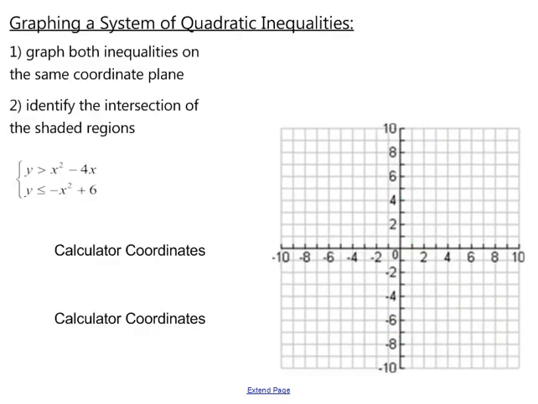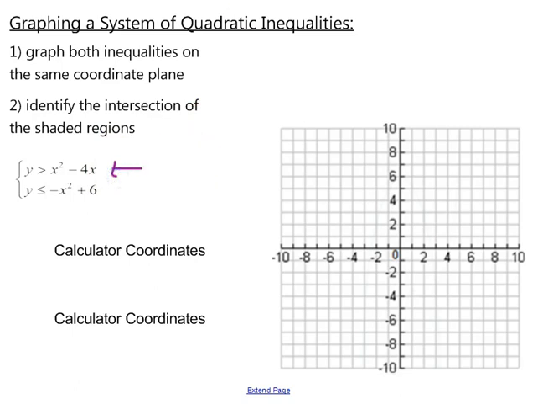When we're graphing a system of quadratic inequalities, first you want to graph both inequalities on the same coordinate plane. Then identify the intersection of the shaded regions. So let's go ahead and graph this first one. I'm going to graph it in purple.